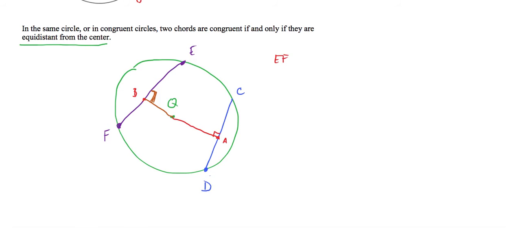So the segment EF is congruent to the segment CD if and only if the distance between the segments and the center, in other words, BQ, right? That's the distance between EF and the center, and AQ are congruent. Okay? So this picture is not drawn to scale, so it doesn't look very good, but that's why this is a conditional statement. The two chords are the same length if and only if their distance to the center is also the same length.